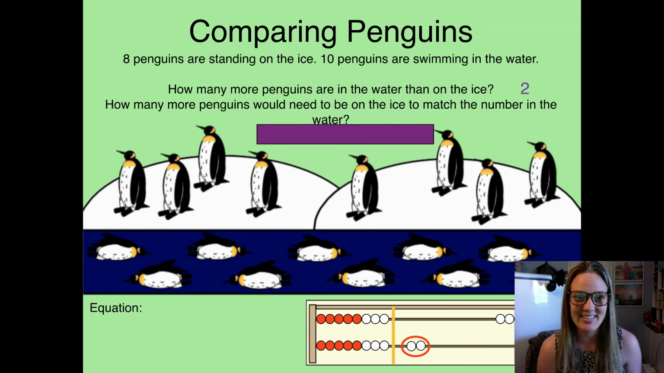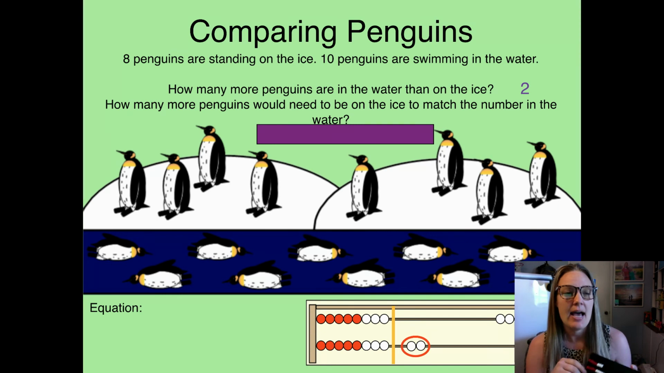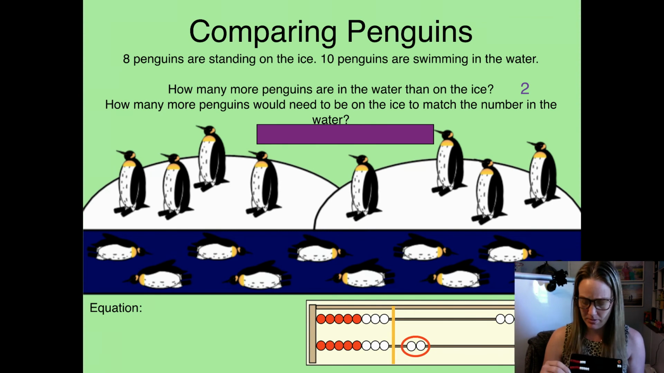You got it? All right, so it's asking you how many more penguins would need to be on the ice to match the number in the water? Well, I have 10 in the water and 8 on the ice. And if you see, I have a couple extra. It's equal, right? How many more do I need to push over to make it equal? Yeah, 2. Very good.